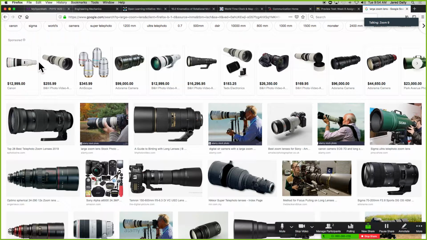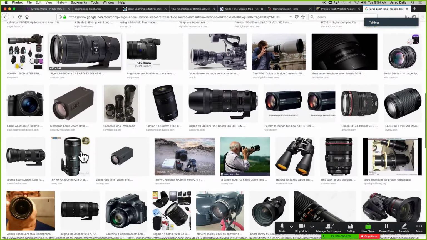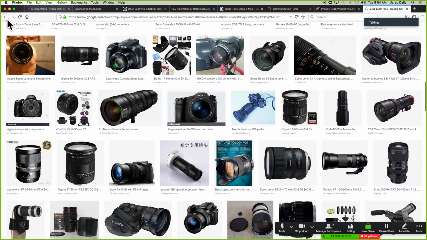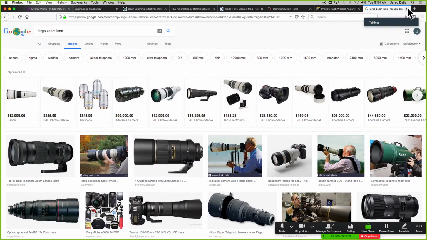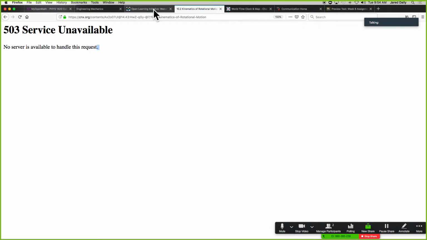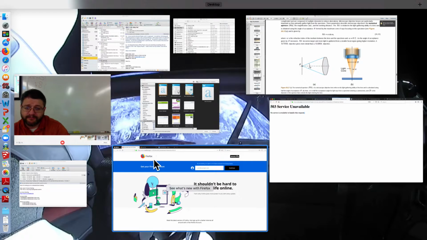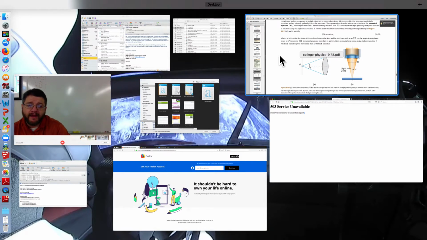You've got all these really expensive lenses because of the multiple optics that have been put in there and balanced out just right to get rid of that effect of spherical aberration.